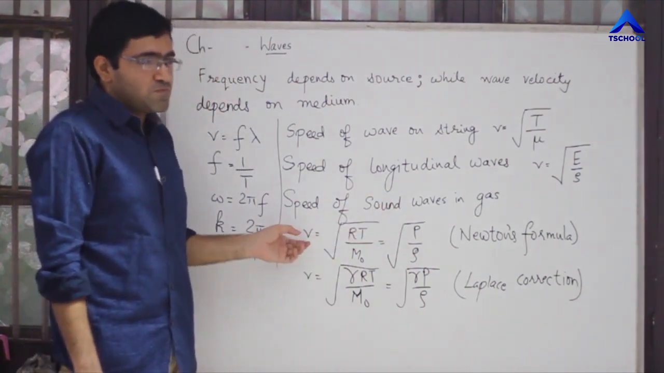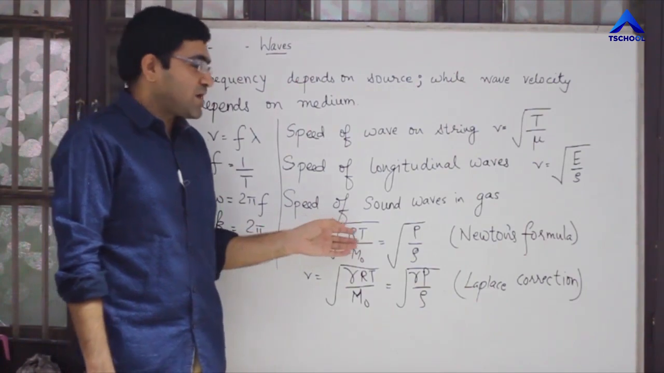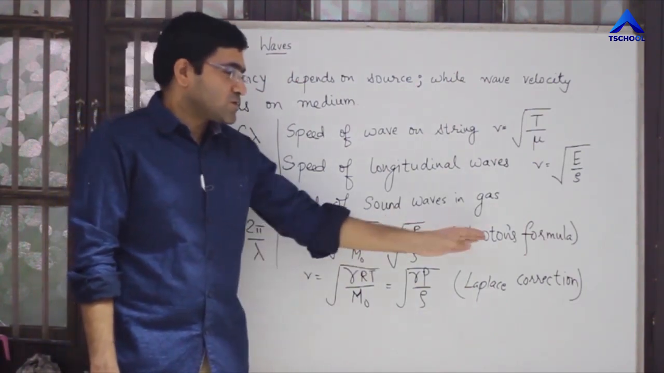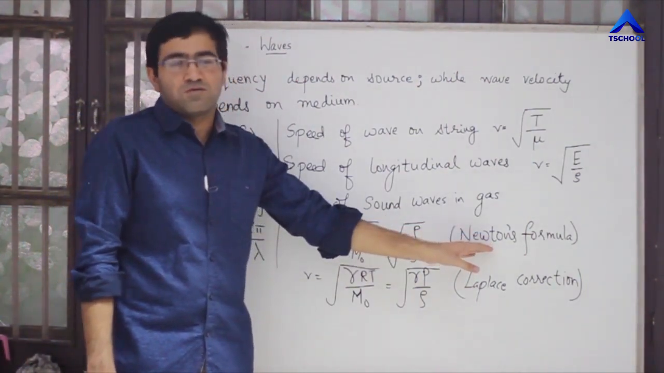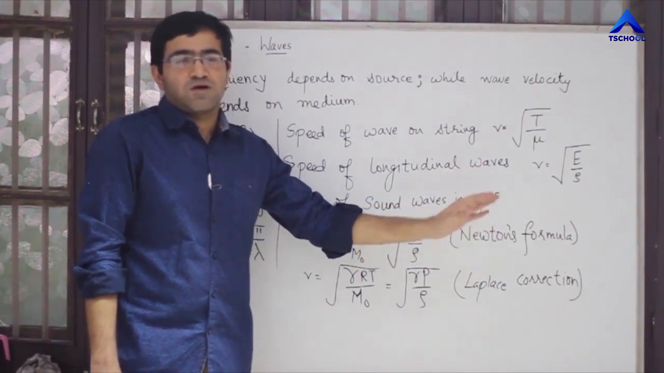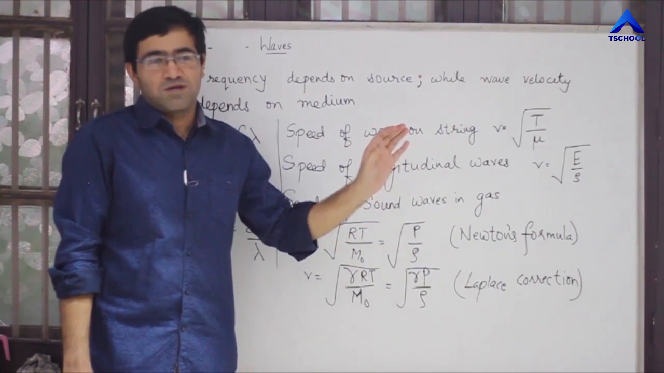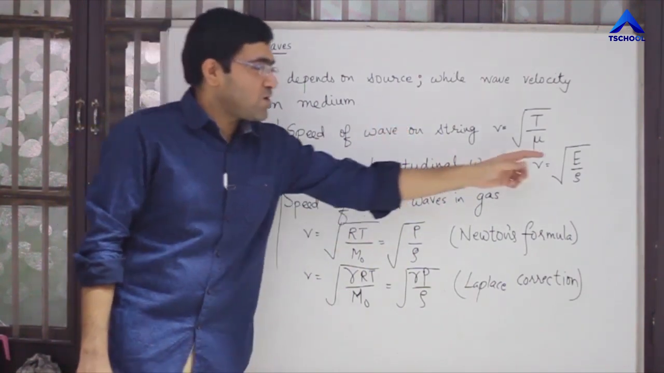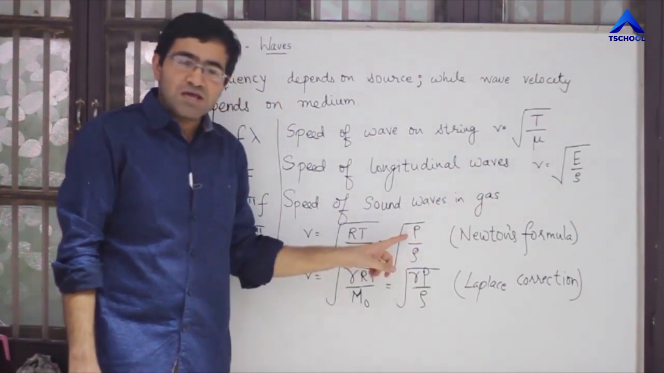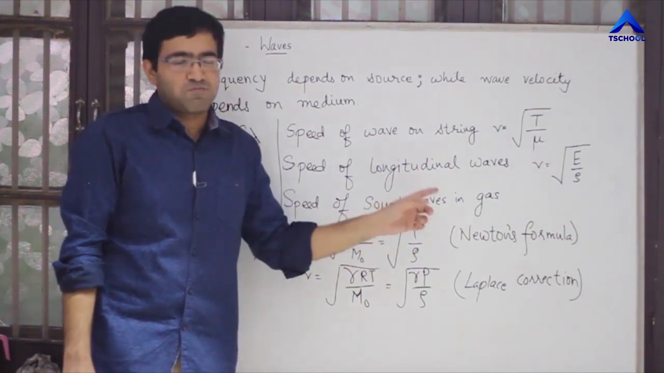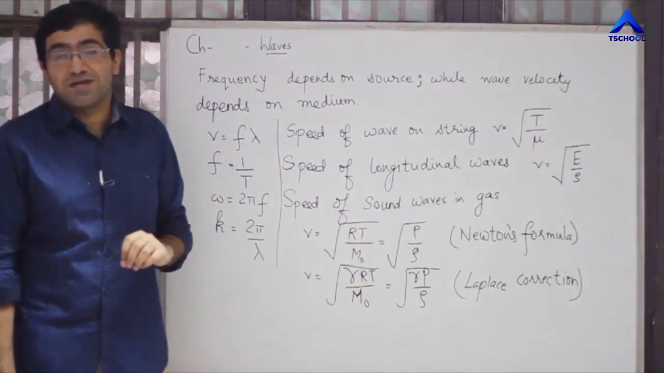So this one, V is under root RT by M0, is the Newton's formula. Newton thought that passing of sound through air is an isothermal process, and hence he derived that the bulk modulus is P, and we get the formula V is under root P by rho, which is, well, slightly incorrect.